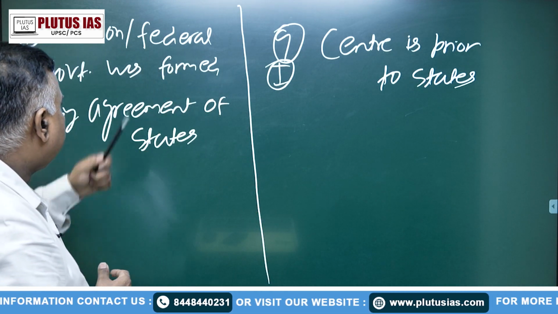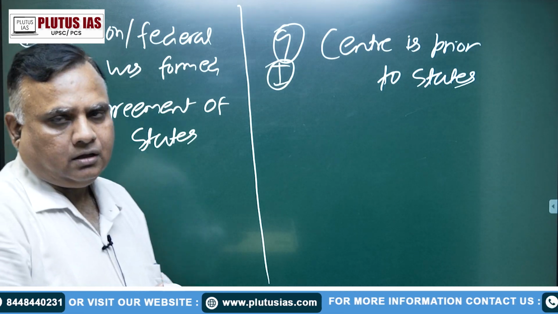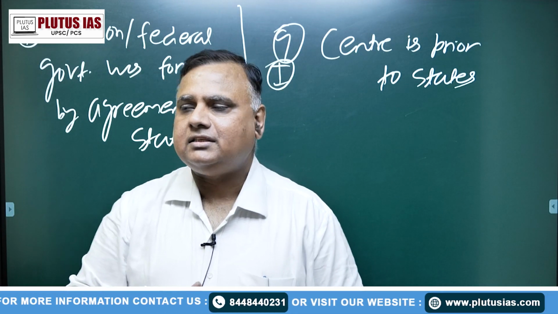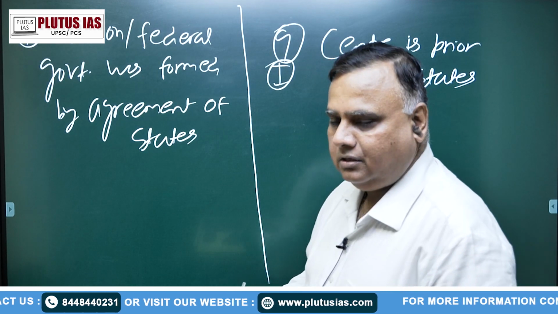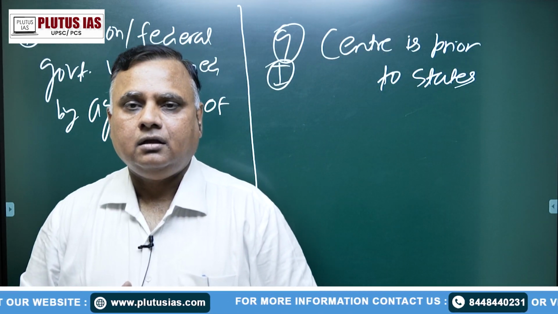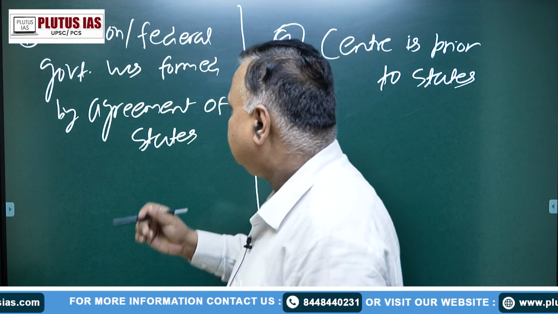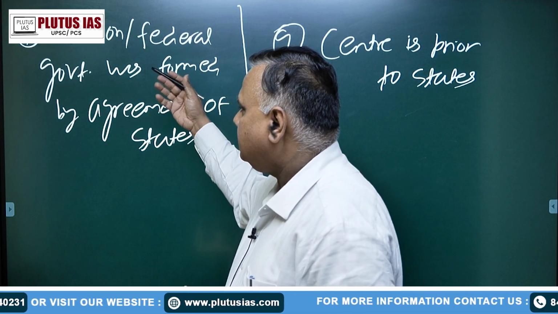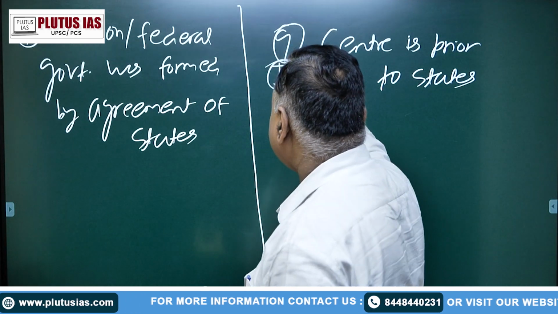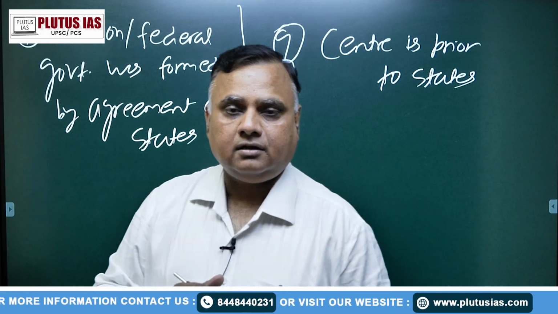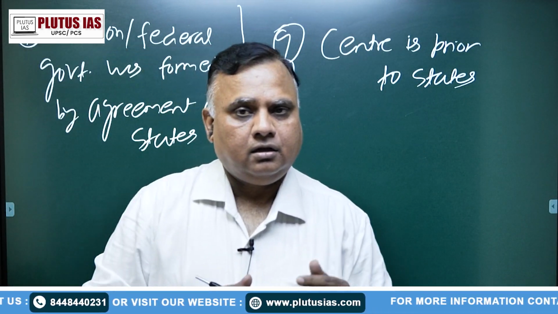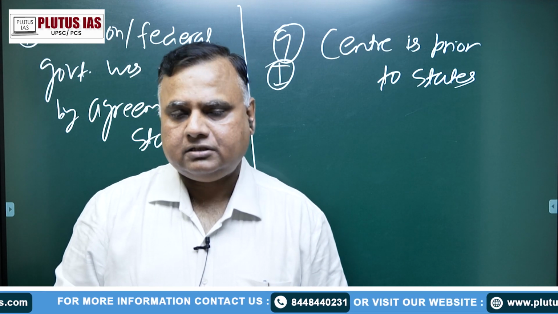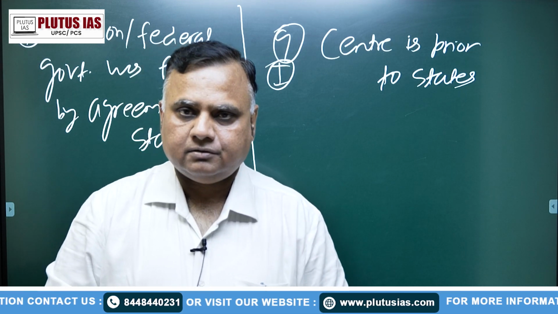But in a truly federal polity, America is said to be coming together, while India is holding together. This is the difference. The federal government was a result of agreement between the states. As far as India is concerned, it is not so. So we see partly federal features and partly unitary features.